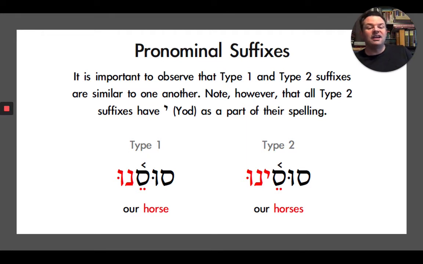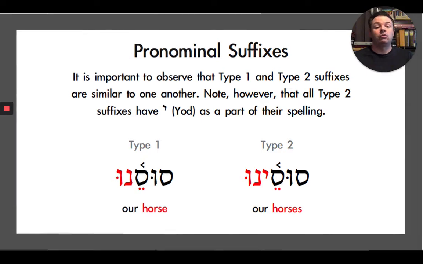So they're not going to say Susimenu, Susimenu. It's very long. It's kind of drawn out. So they just say Susenu. It's really got the same pronunciation because that Tsere Yod has the same basic pronunciation as the Tsere does, that hard A sound. But the difference that we're going to see here is that you've got the Yod within the spelling, and that indicates that it's plural, our horses.